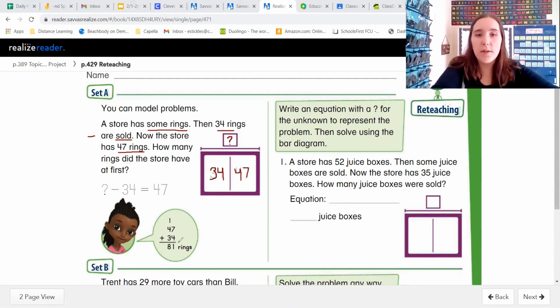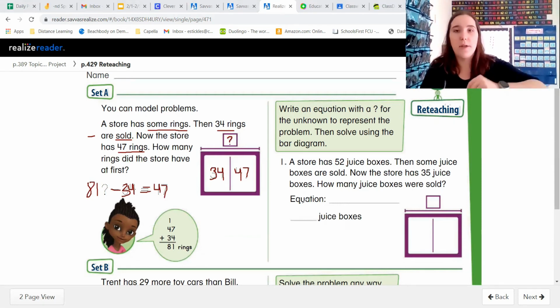And just like our friend down here says, we're actually going to add 47 and 34 together to find the total. And she did the work for us. It was 81. So that means 81 minus our 34 rings that they sold equals 47 rings. Okay. So that was just a quick little practice problem to get us warmed up. Let's look at number 1 here.